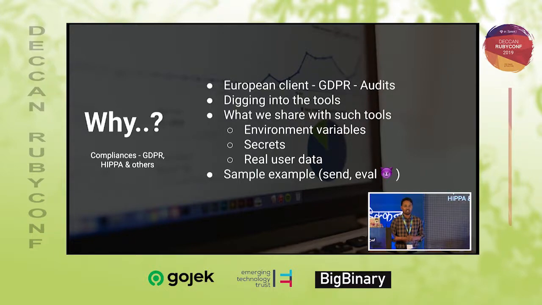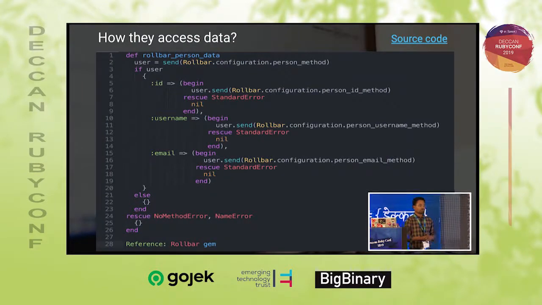While digging into the tools, I found that applications share most of the data with such error collection tools. So we share environment variables, we share secrets, we share user data. There are a couple of samples I would like to share with you guys. This is one of the code snippets from the gem Rollbar. I included the source code for authenticity as well.